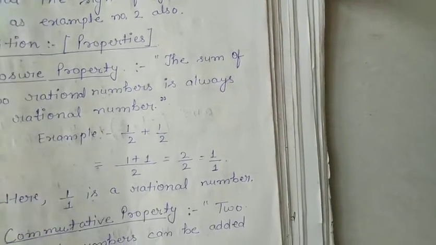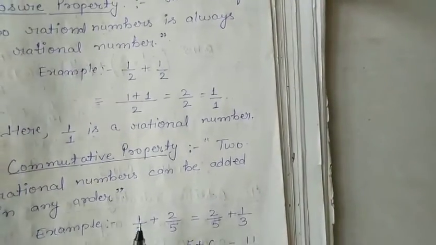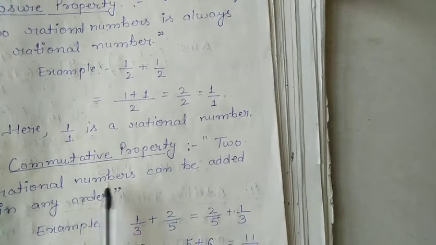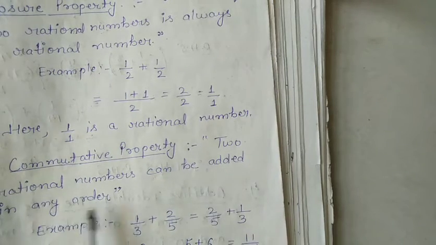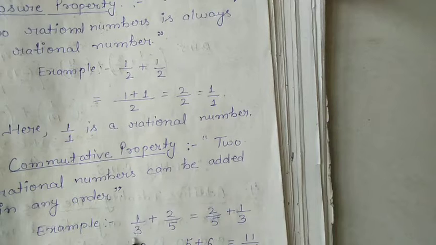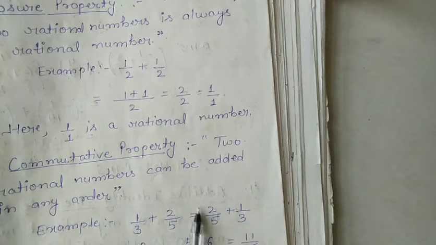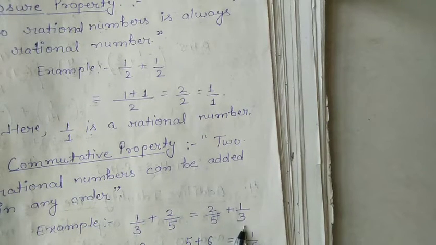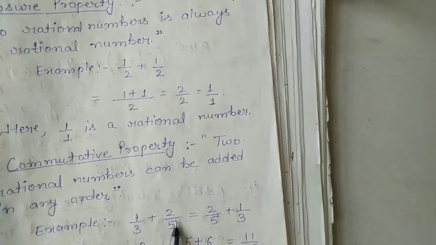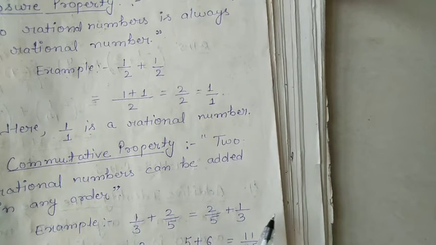The second property is commutative property. Two rational numbers can be added in any order. For example, 1 by 3 plus 2 by 5 is equal to 2 by 5 plus 1 by 3. When we interchange their places, the answer will be same.